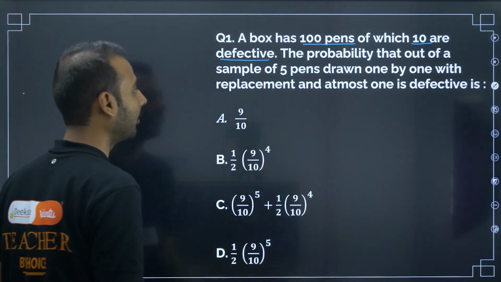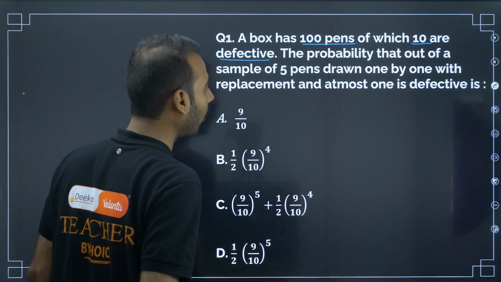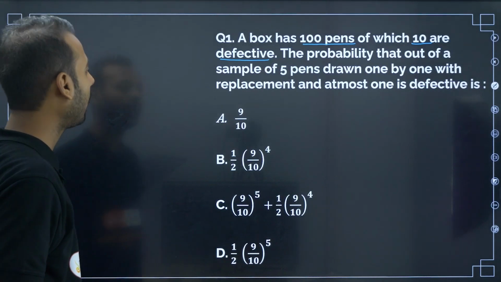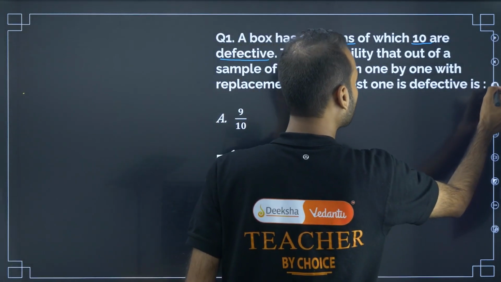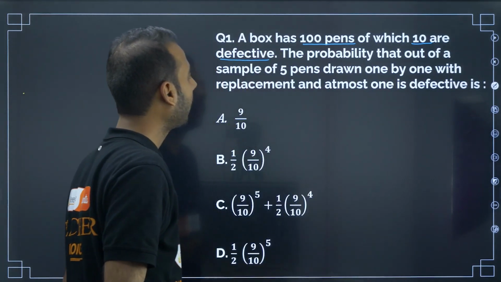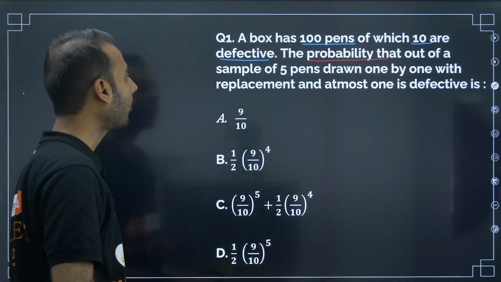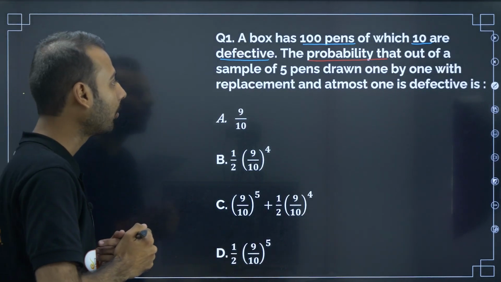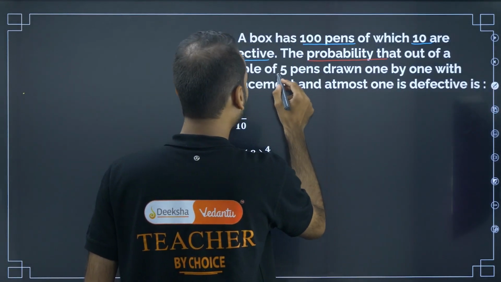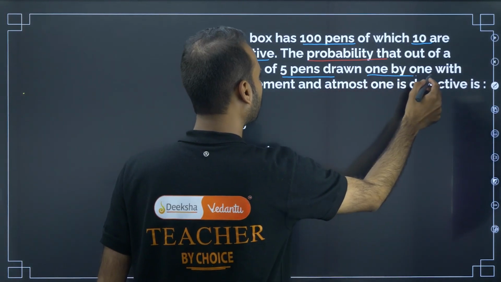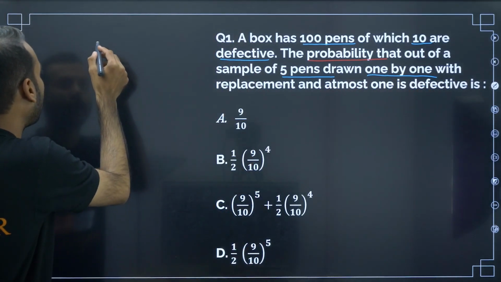10 are defective. The probability that, out of a sample of 5 pens drawn one by one with replacement, at most one is defective. So if you go through the question, they are talking about probability. Sample of 5 pens, so 5 pens drawn one by one. A box has 100 pens. So let me draw a diagram for this.